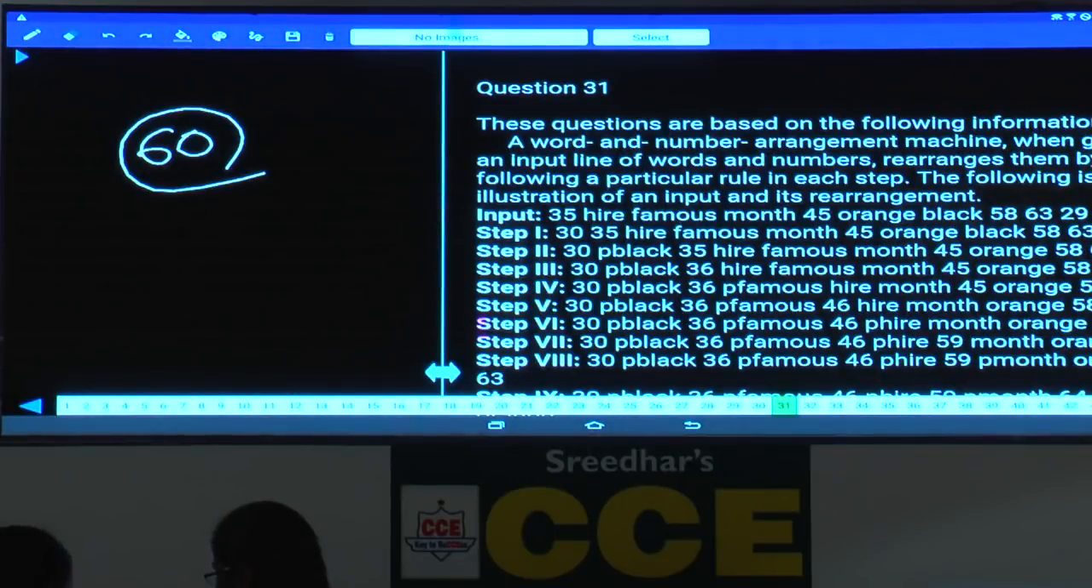Question numbers 31 onwards. Yes, question numbers 31 to 35, how many of you had trouble on these 5 questions? Question numbers 31 to 35, input and output. How many of you had trouble on this? Why?